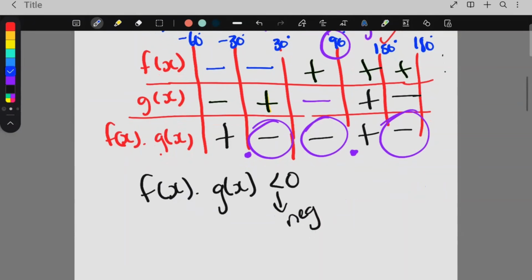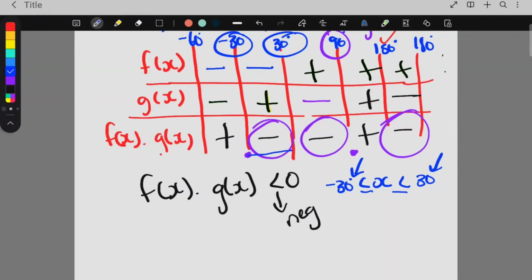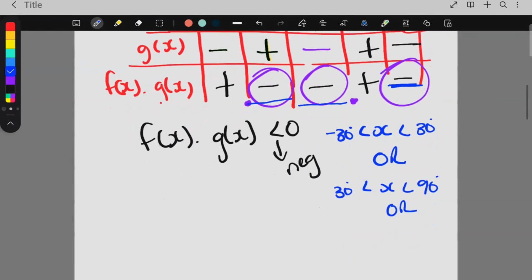So I'm going to write my final answer. I'm going to do this interval first. I'm going to say x is between negative 30 and 30. Can you see there's no equal signs? So it doesn't include 30 or negative 30. It's between those two numbers. Then I'm going to say or: x is between 30 and 90. And then I'm going to say or because there's another negative. x can be between these two numbers, and those two numbers are 150 and 180.